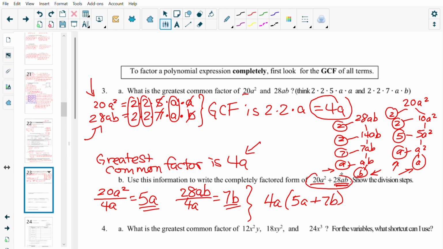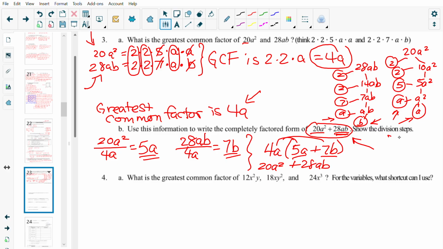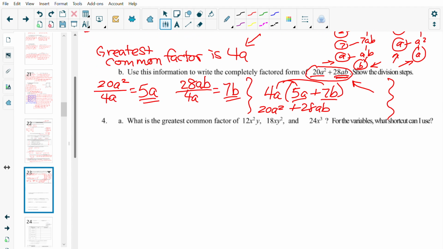So what I've done here is this polynomial expression, I've divided by the greatest common factor, 4a, and I'm left with 5a plus 7b. If I multiplied it back, that's 20a squared plus 28ab, and that checks with the original expression. Hopefully you can see from this example that factoring is equal to division. Let's do the next one. What is the greatest common factor of 12x squared y, 18xy squared, and 24x cubed?